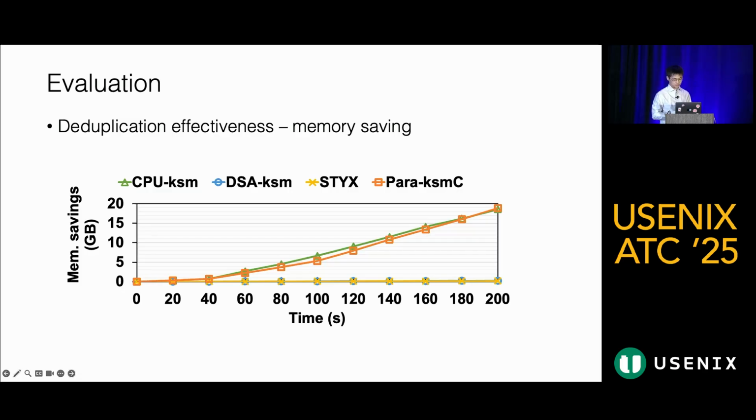Now let's have a look at the deduplication effectiveness, which is also the memory savings. And we can see here, Para-ksm achieves comparable memory saving compared to the CPU-based one, but for DSA-ksm and Stacks, their memory saving performance is pretty poor because of their long offloading latency.